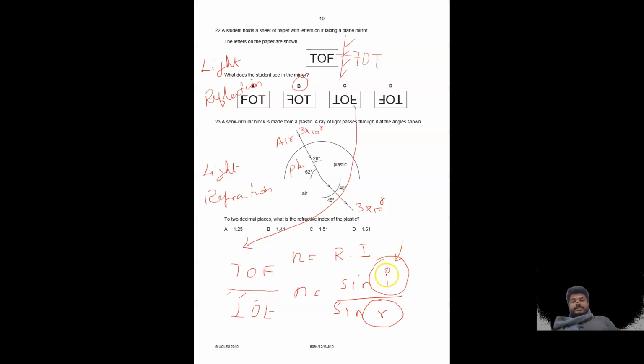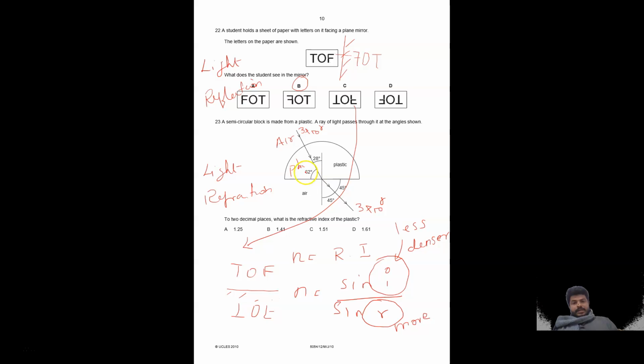Here i is not the angle of incidence. Whenever you do this question, please remember these points, very important. I is not the angle of incidence. In this case, it is the angle in the less dense medium. And here r is the angle from the more dense medium.